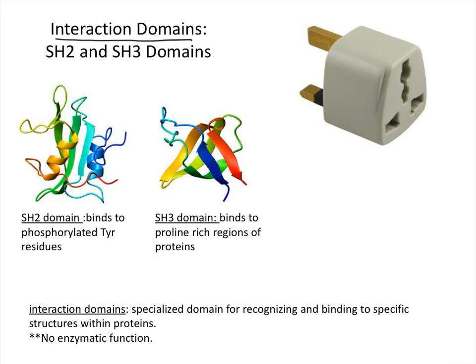Proline is one of the amino acids. And what proline-rich refers to is that there might be a string of amino acids of which a high percentage of them are proline. And in this case, the SH3 domain could bind to that area. So basically, SH2 and SH3 domains can be part of an adaptor protein. They could each be a part of one adaptor protein, or there could be two adaptor proteins, one that had the SH2 domain and another that had the SH3 domain.